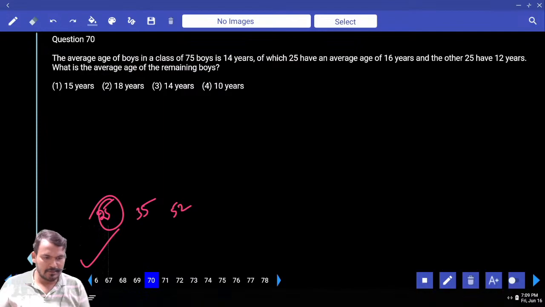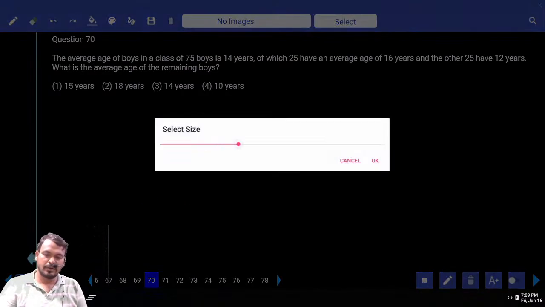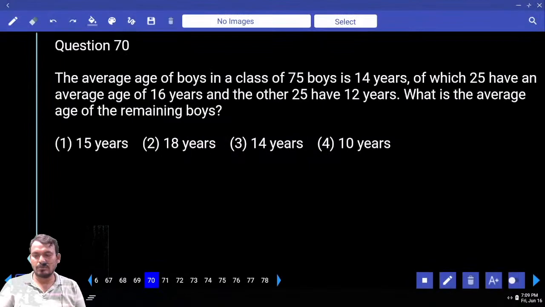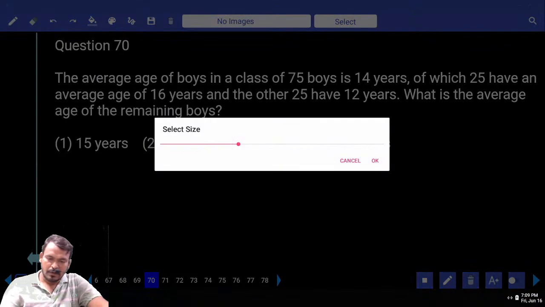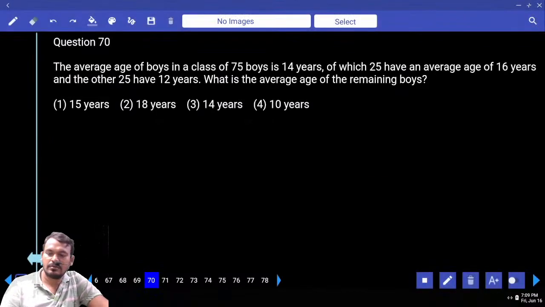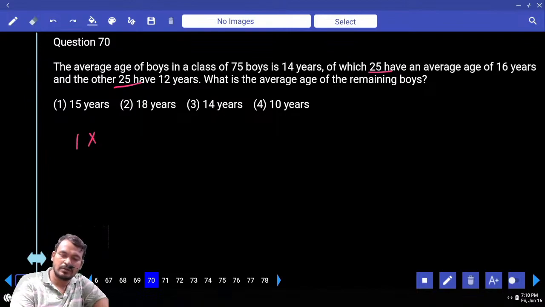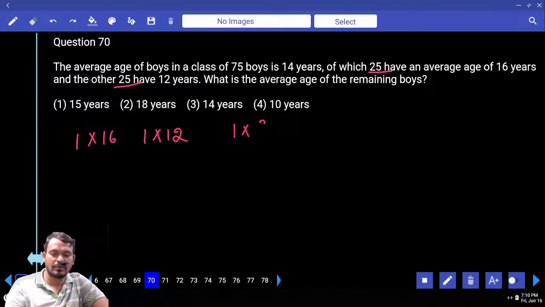Next question number 70. The average age of 75 boys is 14 years, out of which 25 have an average of 16 years and the other 25 have 12 years. What is the average of the remaining boys? Here first time how many boys? 25. Second time also 25. Remaining also 25. What is the ratio? 1:1:1. What is the one part average? First one 16, another one part 12. But we require another one part average. Total how many parts? 3 parts.